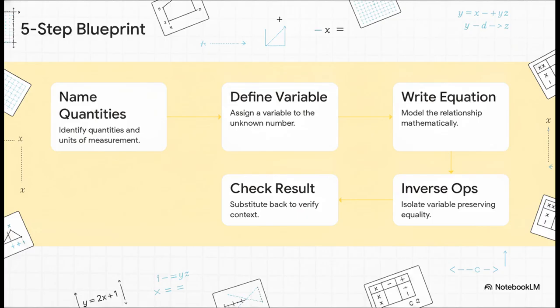So we've got a 5-step blueprint that you can apply to model pretty much any algebraic relationship. Step 1. Name your quantities and your units of measurement. Step 2. Define the variable for your unknown number. Step 3. Actually write the equation or inequality. Then step 4, this is where the heavy lifting happens, use inverse or opposite operations to isolate the variable, all while strictly preserving equality on both sides. And finally, step 5, substitute your answer back in to verify it makes sense. This right here is your ultimate algebraic survival guide.